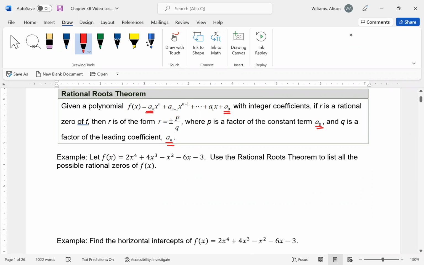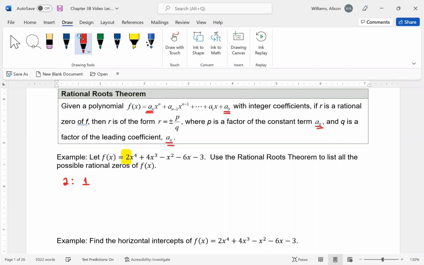Okay, so this is our function, and we want to use the rational roots theorem to list all possible rational zeros of this function. So first thing I'm going to do is look at the first constant, which is 2. I want to list the factors of 2, things that divide into 2. So numbers that divide into 2, well, that would be 1 and itself, right?